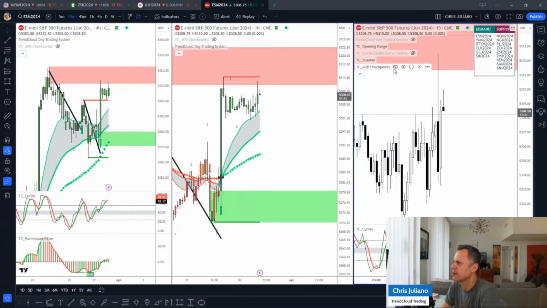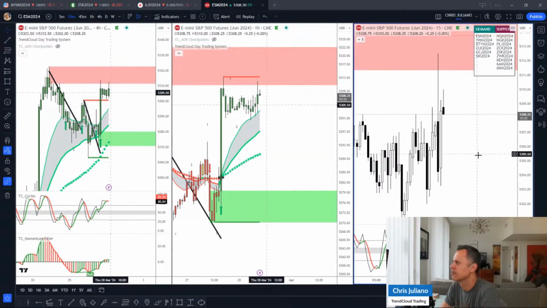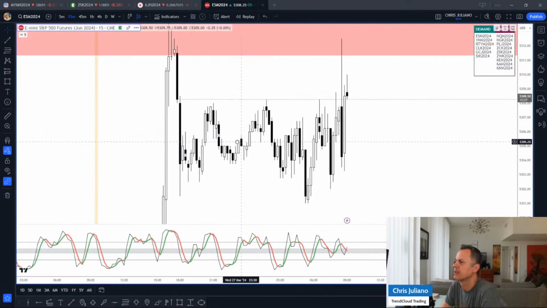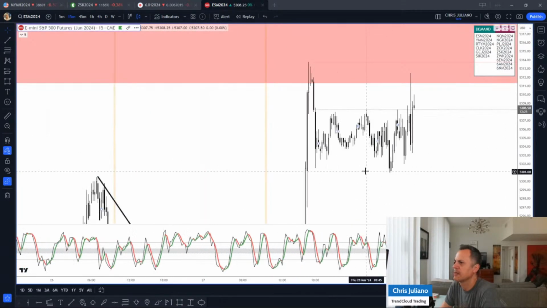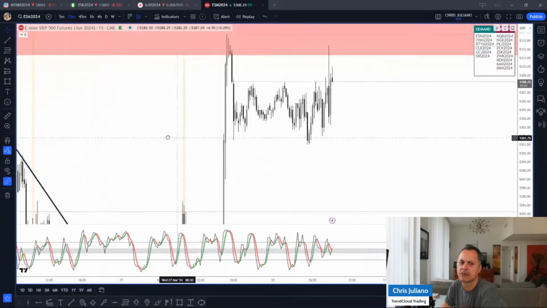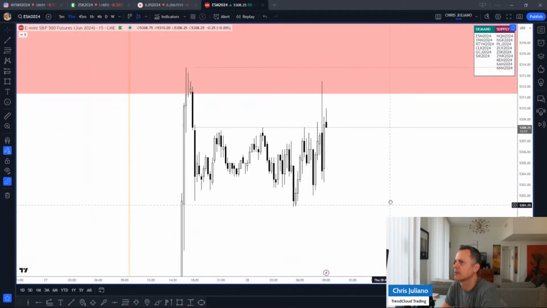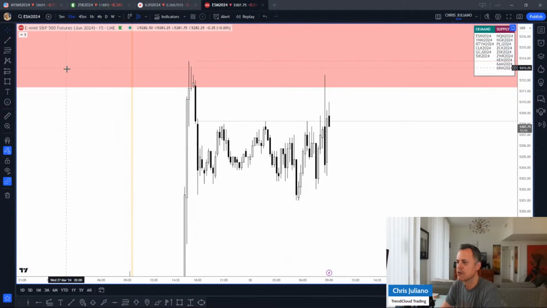Look at that rejection candle there. You can see the S&P has gone sideways, completely sideways, on that 15-minute chart. What do we do in this situation?